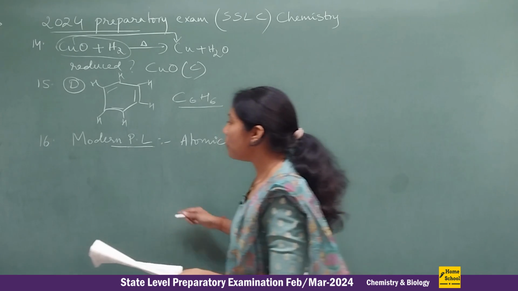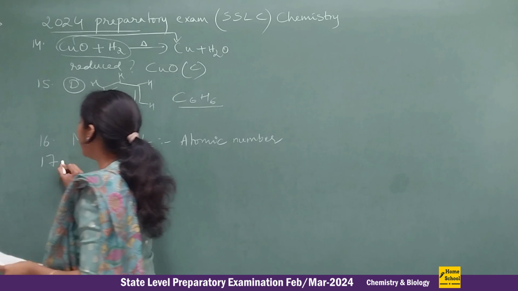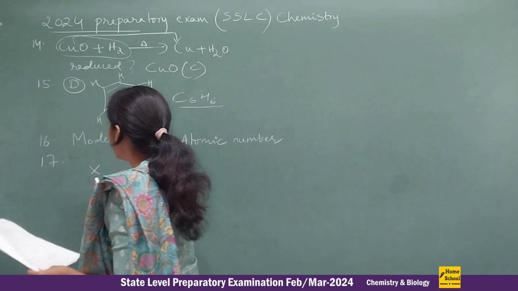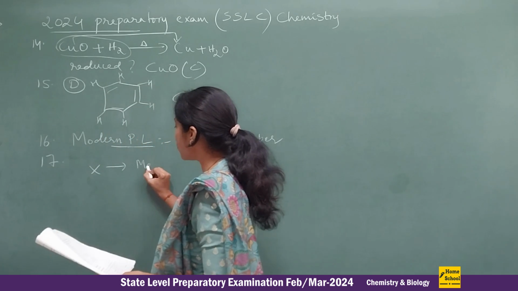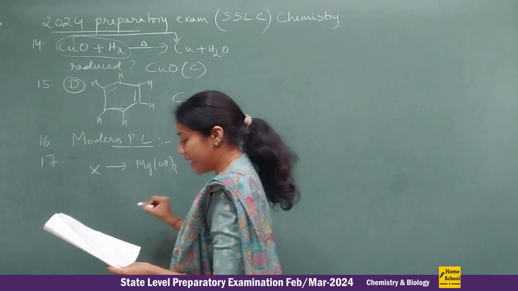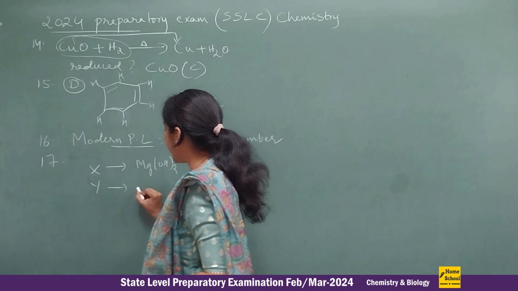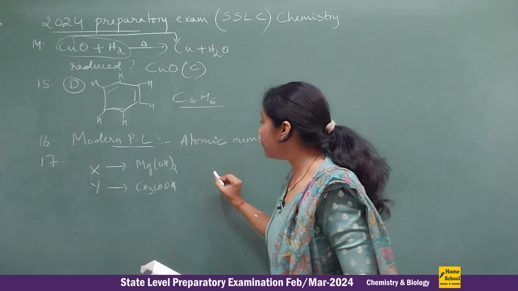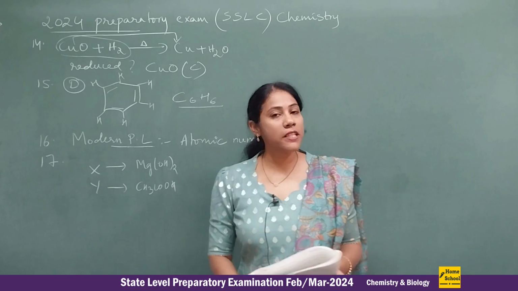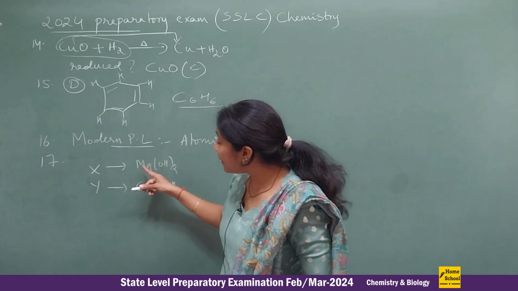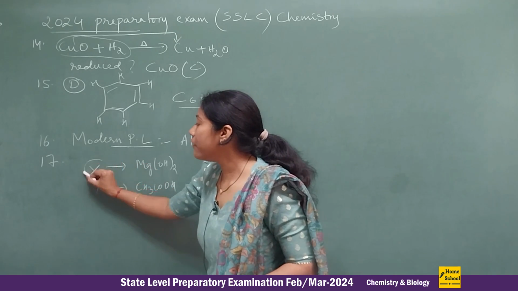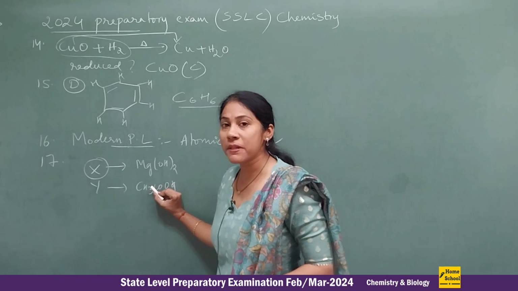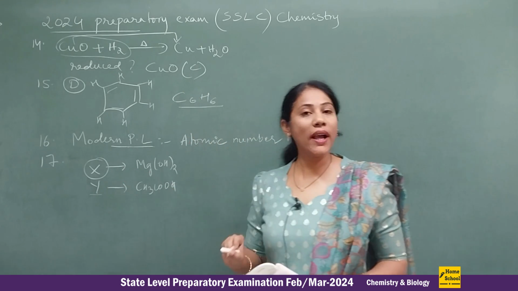Over. Now the 17th question is also a very simple question. They have given 2 solutions. Solution X is magnesium hydroxide, whereas solution Y is acetic acid, CH3COOH. They have given you red and blue litmus papers. What will happen to red and blue litmus paper when dipped into X solution? And what will happen to red and blue litmus paper when dipped into Y solution?